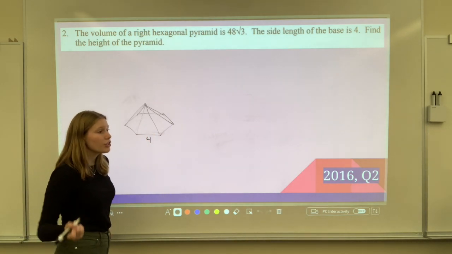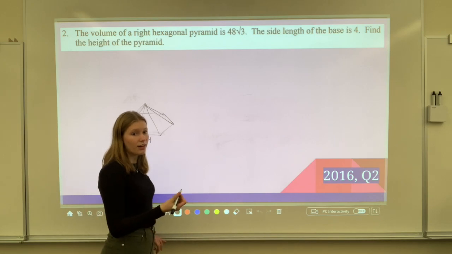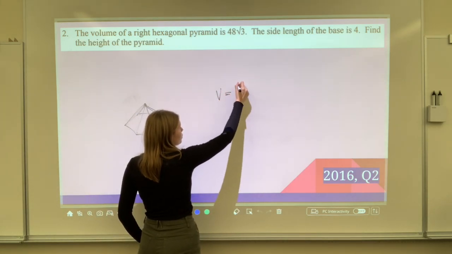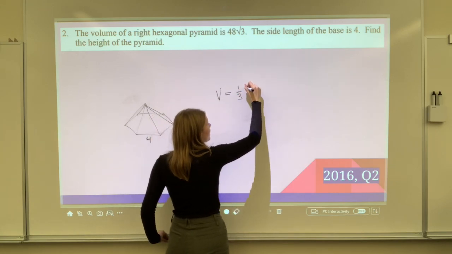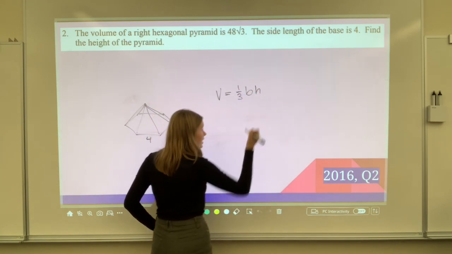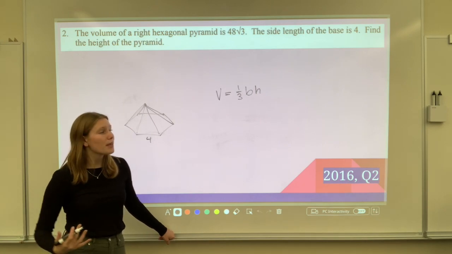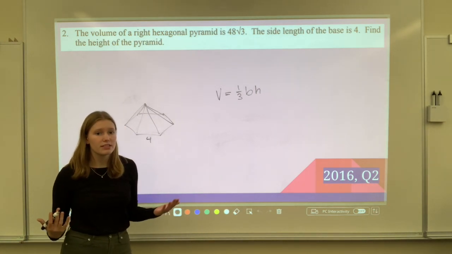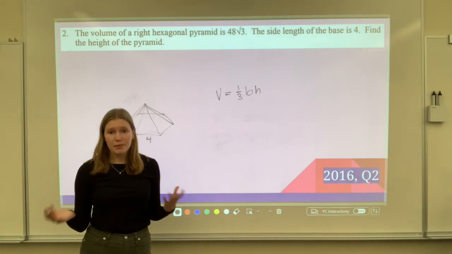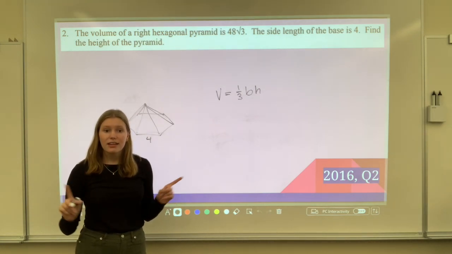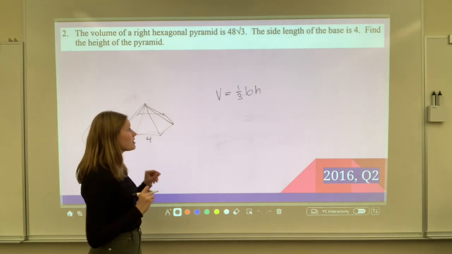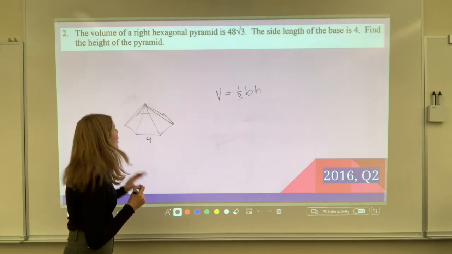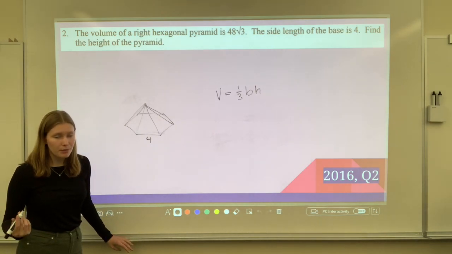So to find the volume of any pyramid, there is a given formula. It would be volume is equal to 1/3 times the area of the base times the height of the pyramid. But in this situation, we don't have the area of the base. That's okay. We could hypothetically find it, but there's a formula that finds the volume of specifically a hexagonal pyramid that will help us so much more with this problem.